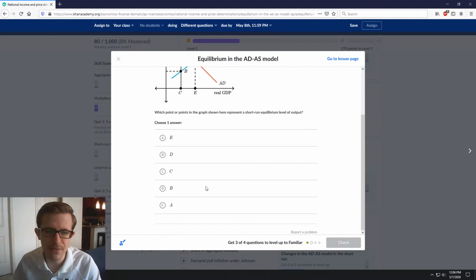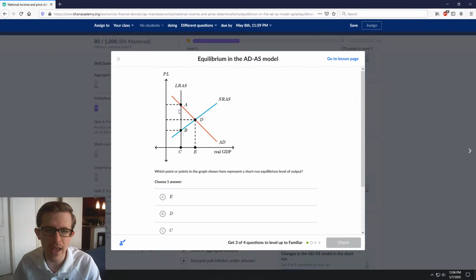Which point or points in the graph shown here represent a short-run equilibrium level of output? This is a difference in those equilibriums here. A isn't an equilibrium because it's not where everything's meeting. B, not where everything's meeting. C, not where everything's meeting. E, not where everything's meeting. D is the only one where things are meeting. So that's essentially what equilibrium means: it's where things are meeting.